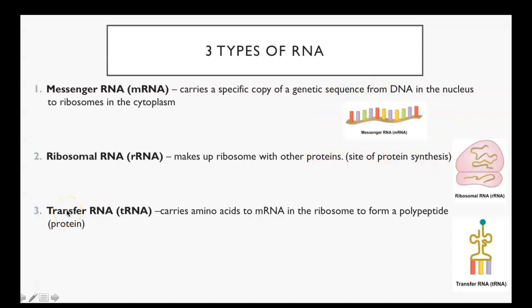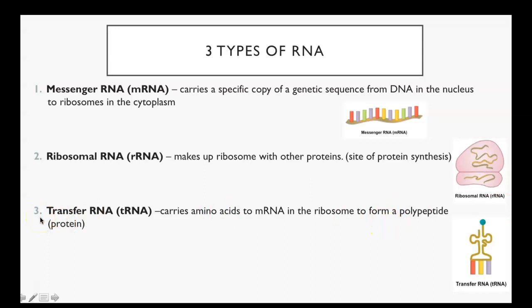Last but not least, our third type of RNA is called a transfer RNA, or we just say tRNA for short. And tRNA carries amino acids to the mRNA in the ribosome to form a polypeptide. And now I keep saying polypeptide. For those who don't know what it is, it's just many amino acids bonded together, and essentially many amino acids bonded together is a protein. So really a polypeptide is a protein.